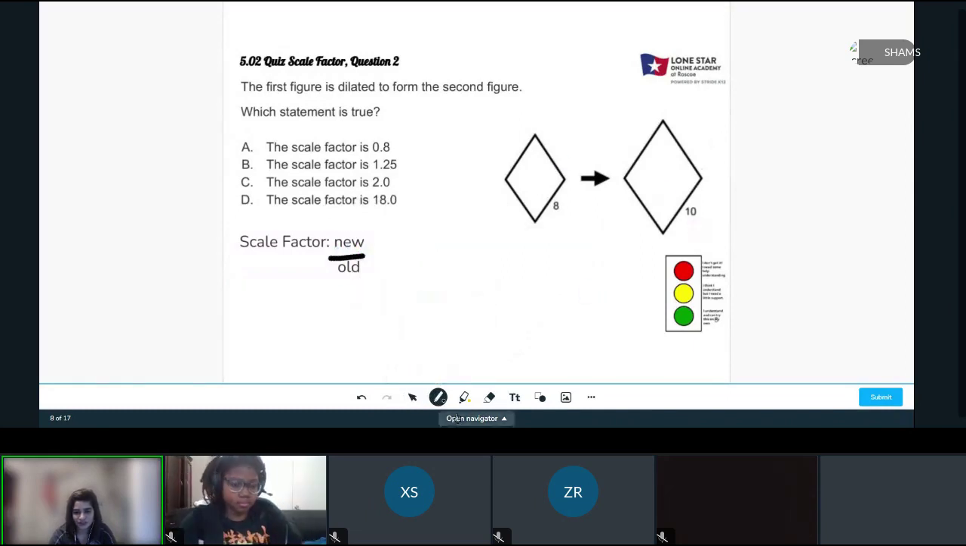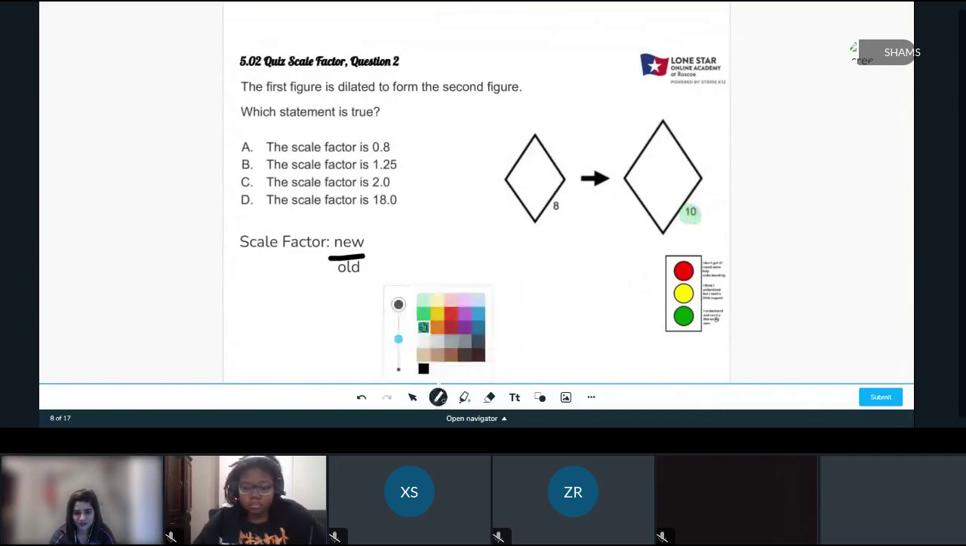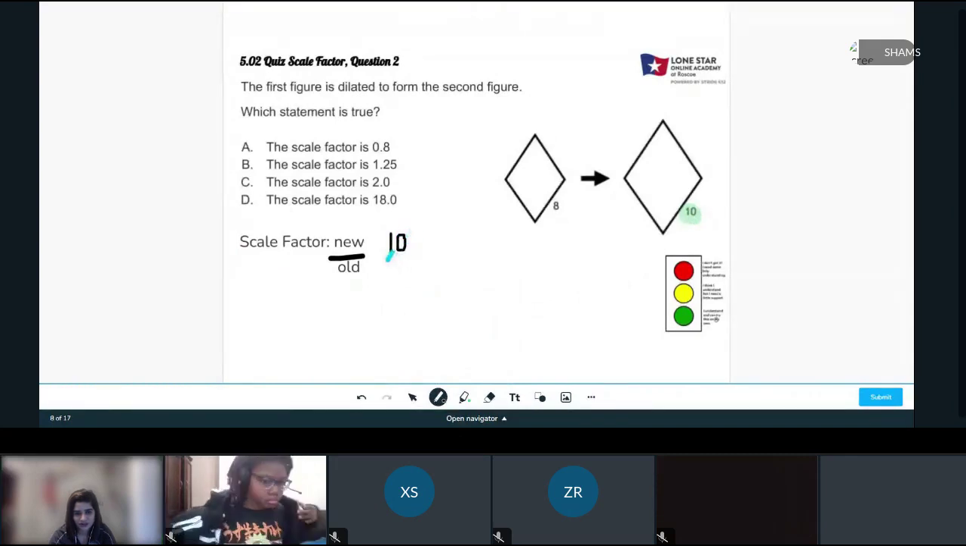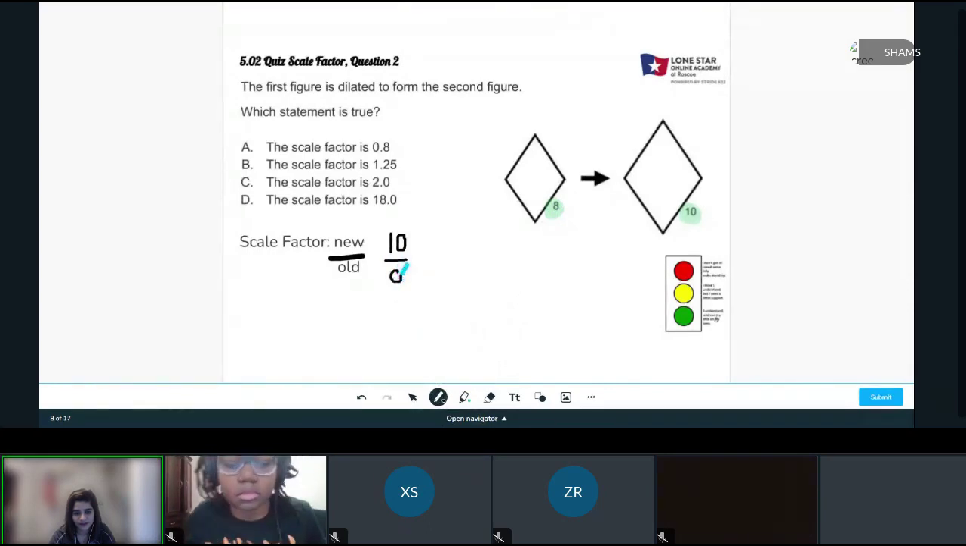So let's go to the shapes and figure out the side for the new one. New one is here. Side is 10. The matching side in the old shape is 8. So you'll do 10 over 8. Divide 10 by 8 and see how much is the scale factor. It's not going to be a hard number. This is going to be a very easy division. 10 divided by 8.